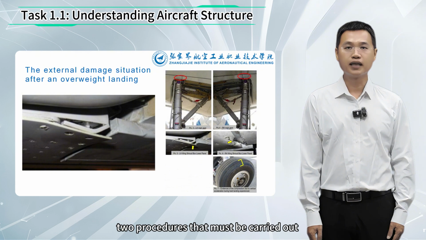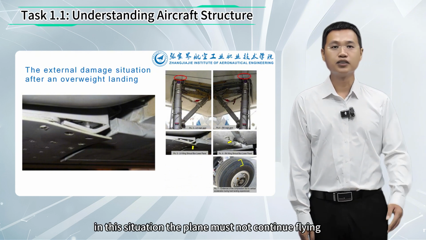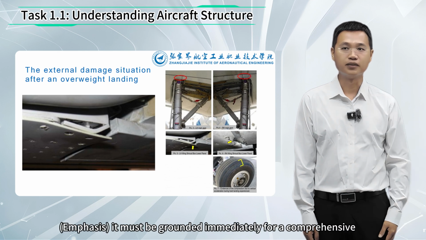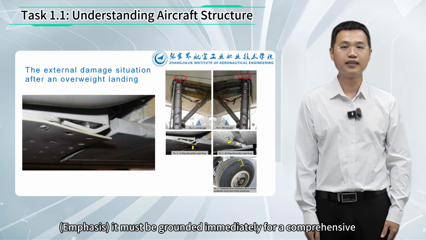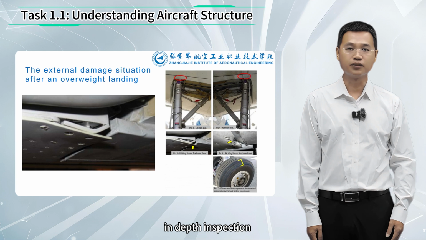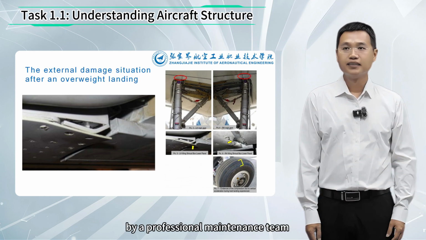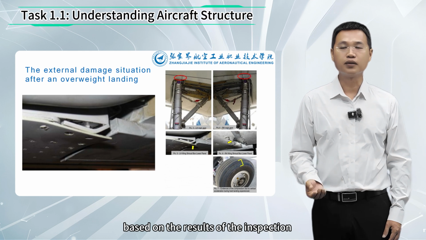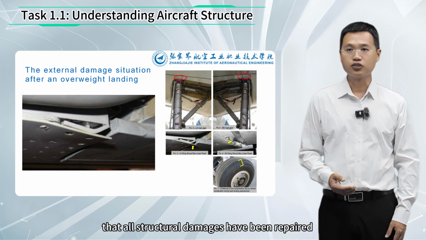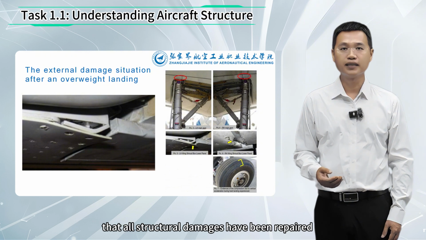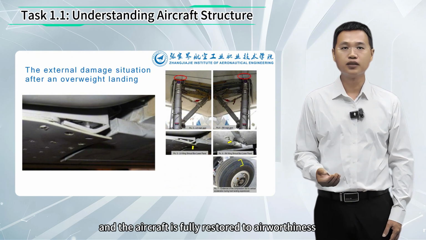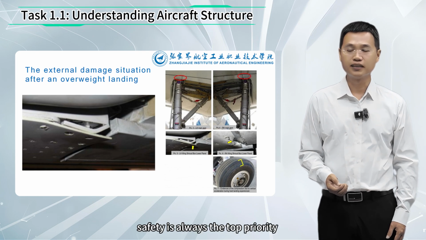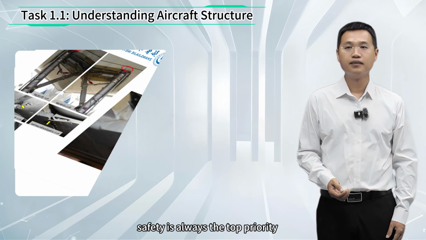2. Procedures that must be carried out. In this situation, the plane must not continue flying. Emphasis: it must be grounded immediately for a comprehensive, in-depth inspection by a professional maintenance team and necessary repairs based on the results of the inspection. Only when it is confirmed that all structural damages have been repaired and the aircraft is fully restored to airworthiness can it be put back into service. Safety is always the top priority.